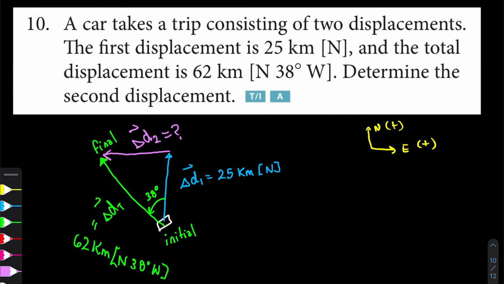And if you recall, we have a formula. The total displacement is equal to the sum of the individual displacements. But because these are vector quantities, we can break this calculation down into two components, along the x and along the y.